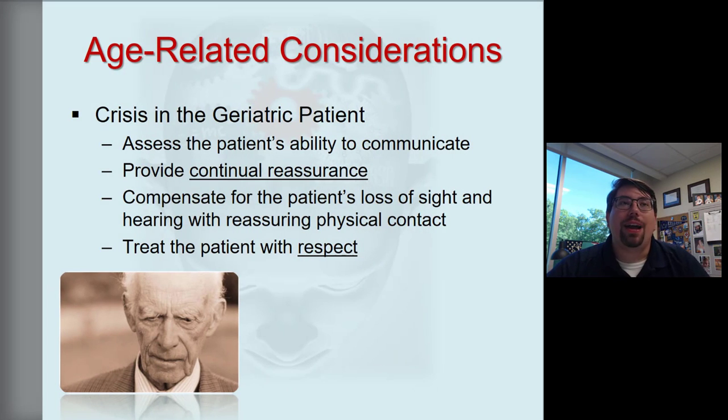When we talk about age-related considerations, we've got to remember that suicide and mental illness, psychiatric emergencies, know no boundaries when it comes to age. Assessing your patient's ability to communicate is important when dealing with suicidal tendencies in a geriatric population. We want to provide continual reassurance to them. They oftentimes feel like they don't bring anything or have no worth, no true sense of being. So we want to do our best to reassure them.